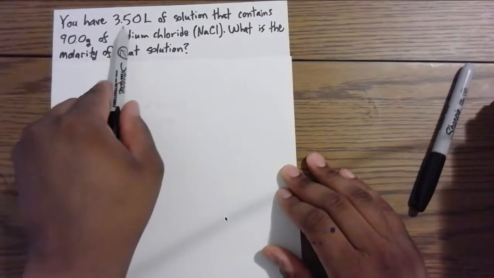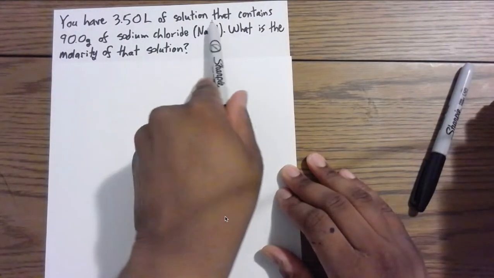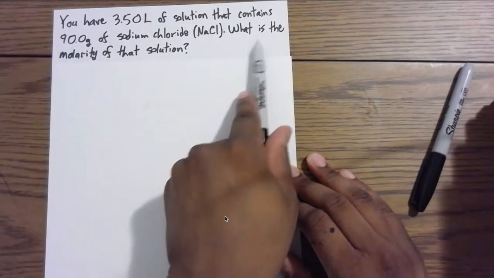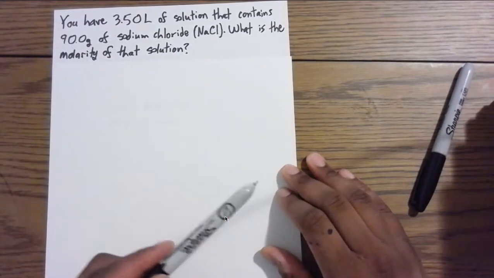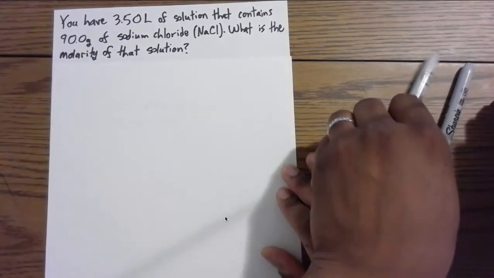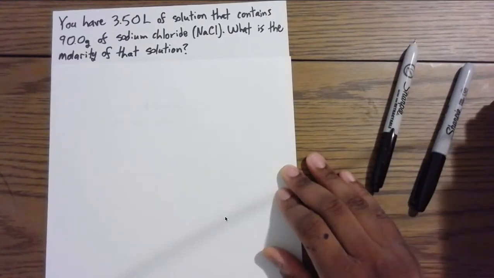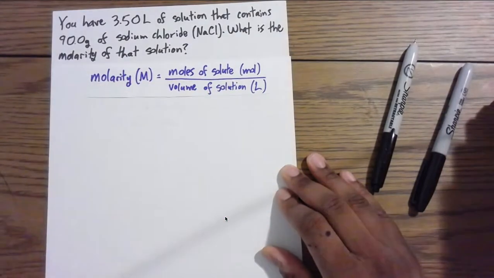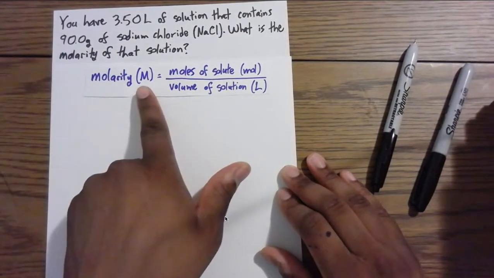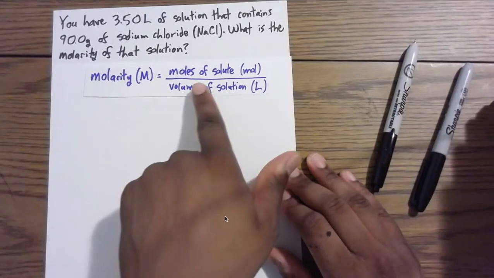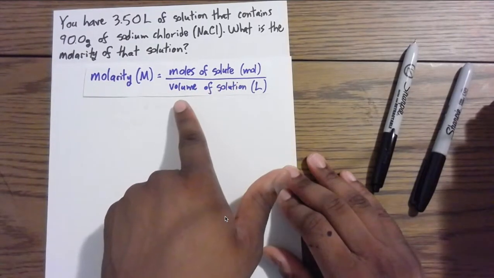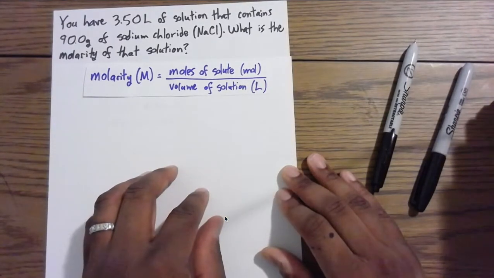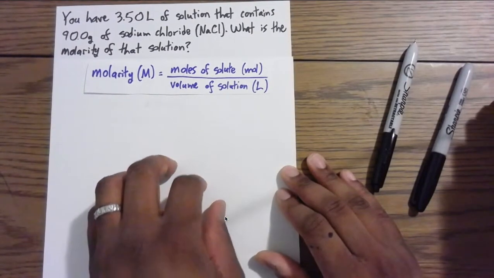You have 3.50 liters of a solution that contains 90 grams of sodium chloride, NaCl. What is the molarity of that solution? So with any problem involving molarity, the formula for calculating the molarity, which is denoted by big M, is moles of solute divided by volume of solution, or moles per liter. That's how we calculate molarity.